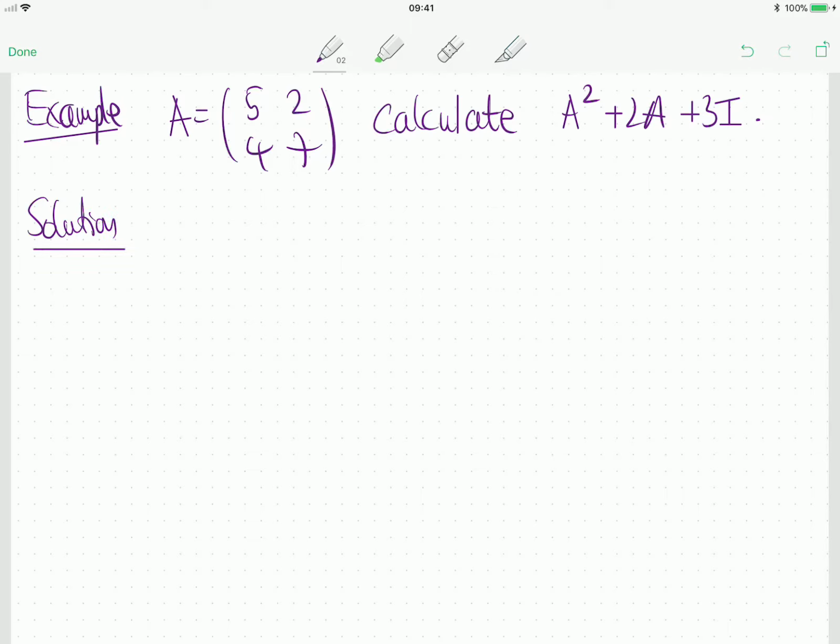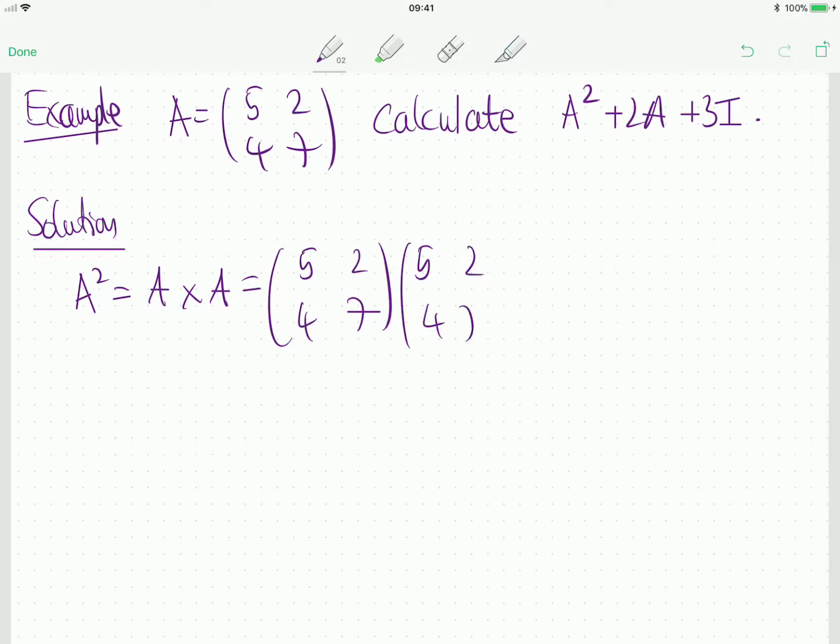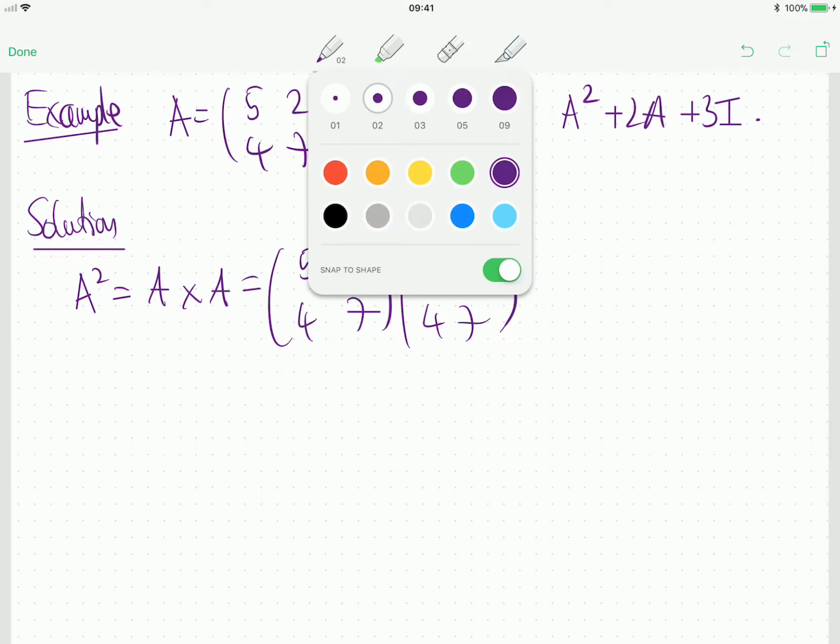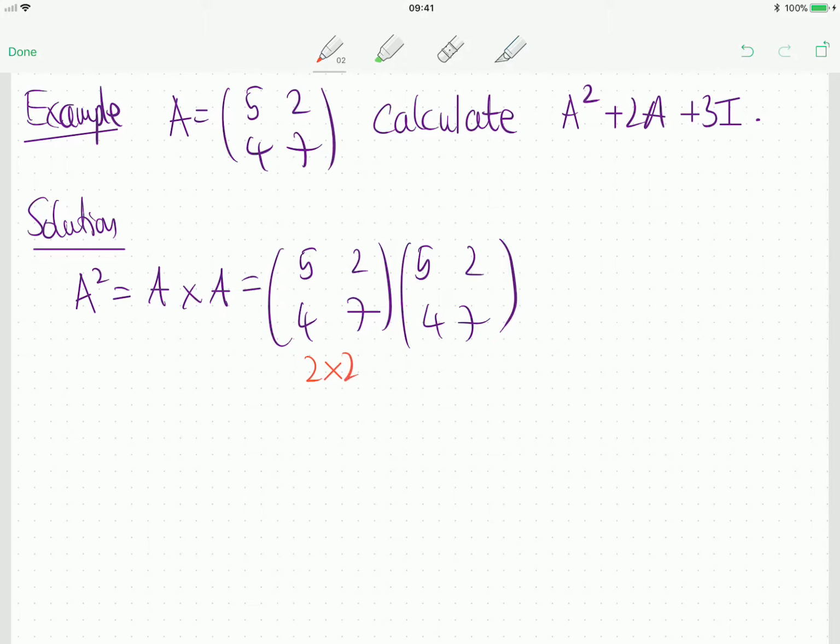Okay, so let's begin by calculating A squared. So A squared just means A times A. The matrix A is already given, so we have to multiply A by itself. Firstly, with the dimensions, we see there are 2 rows and 2 columns, and when we multiply them, the numbers on the inside are the same, so we are able to multiply. The answer will be this by this, so it's also going to be 2 by 2.